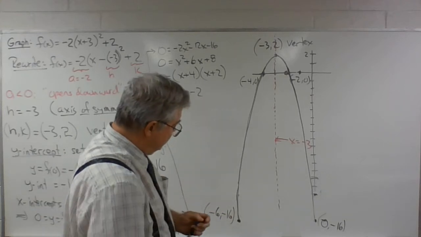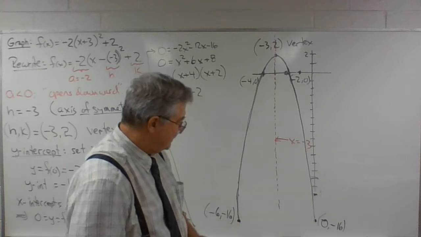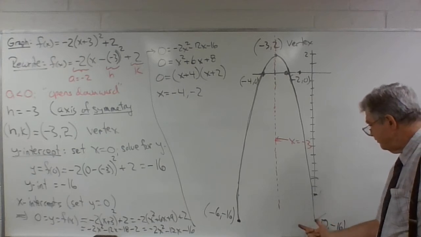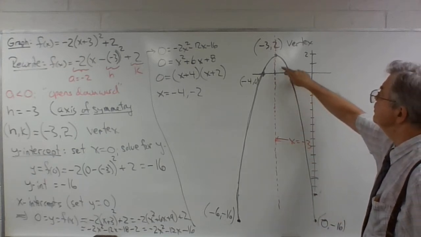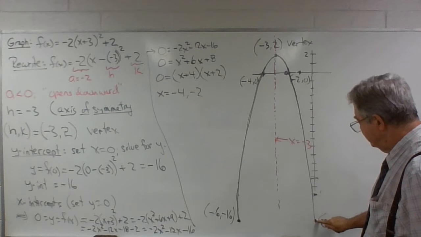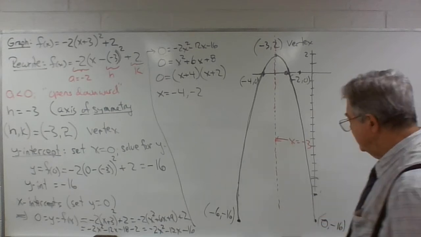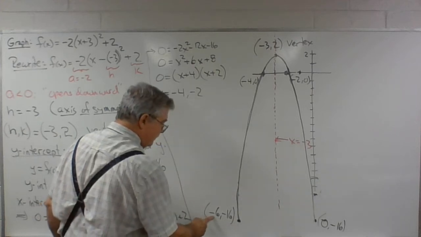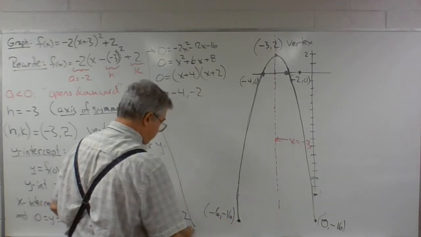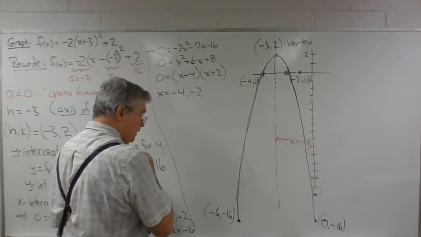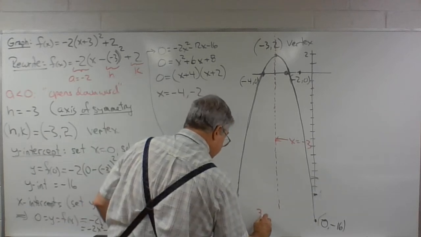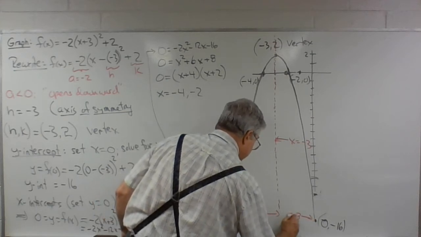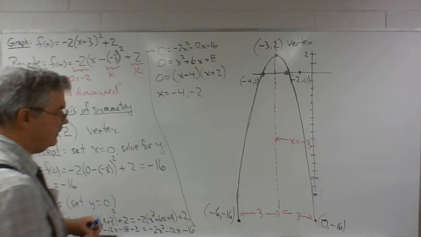And you know what? I forgot to label this point. But over here we have 0, negative 16, which is 1, 2, 3 units from the axis of symmetry. So if we go 3 units this way, we're going to be at negative 6, negative 16. So the distance here is 3 units and 3 units. Okay.